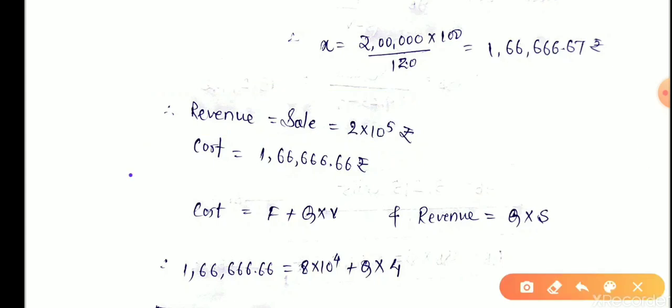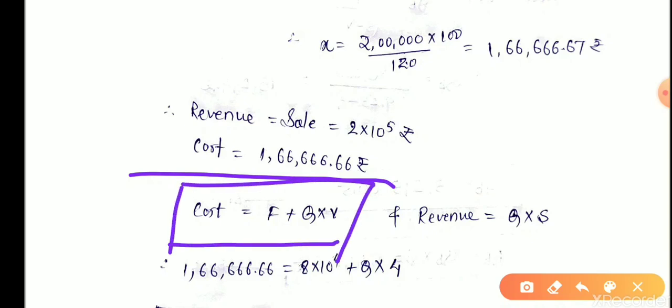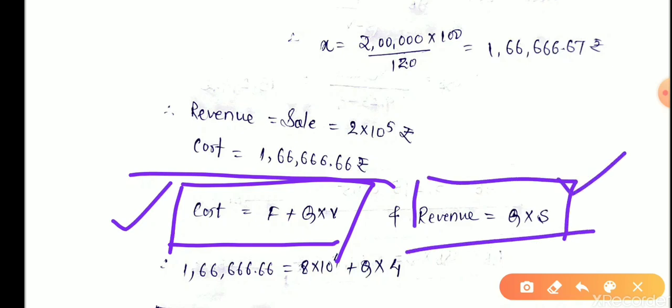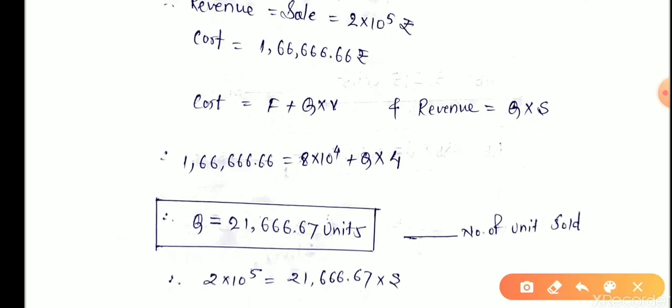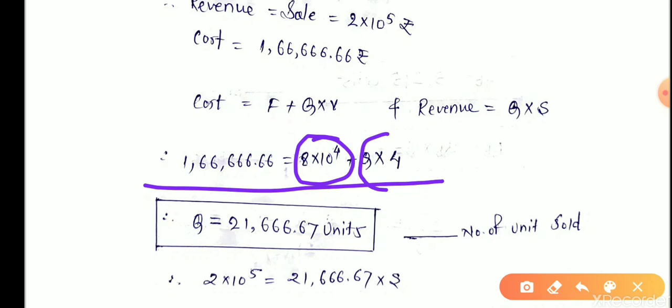Cost means our outgoings. Cost is 1,66,666 rupees. Cost is equal to F plus Q into V, as we discussed this formula in the previous session, and revenue is equal to Q into S. We have to calculate Q. We know F, we know V. Considering the cost equation, 1,66,666 is equal to F, which is 80,000, plus Q into 4.